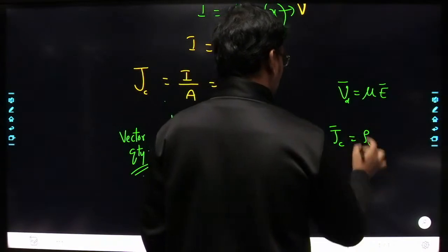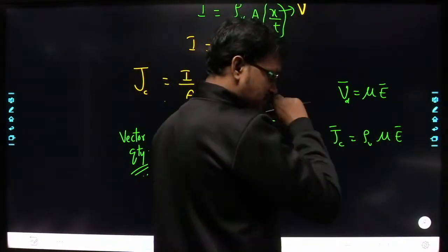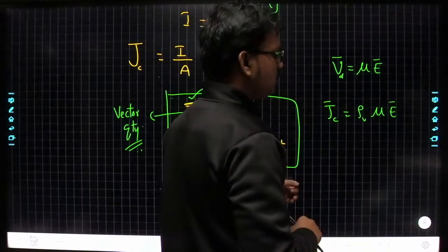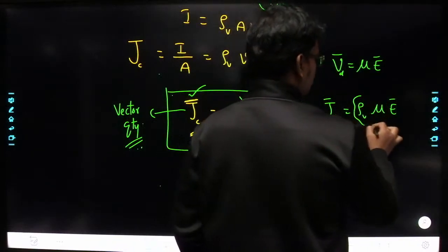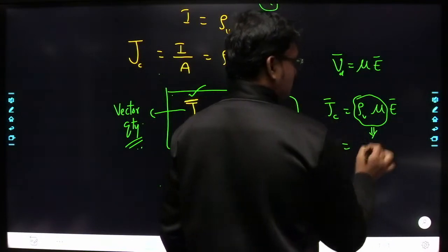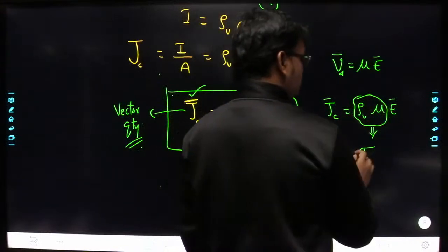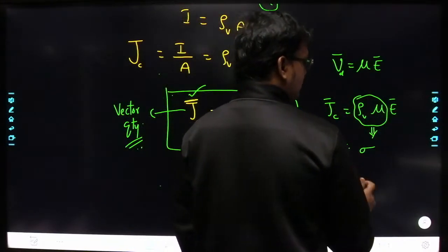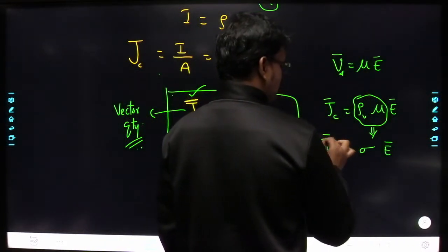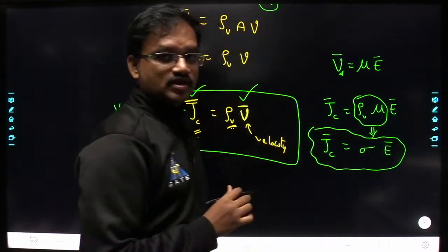Rho v into mu into what? Rho v into mu into E bar. Now, this rho v into mu is called the conductivity. It gives you the conductivity of the conductor. So rho v into mu is nothing but conductivity. This conductivity multiplied by E bar, so JC bar is equal to sigma into E bar.